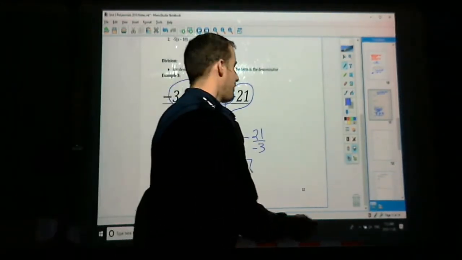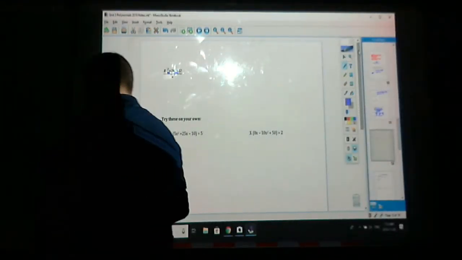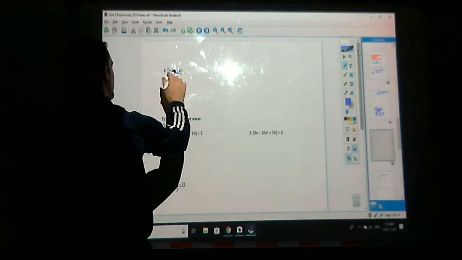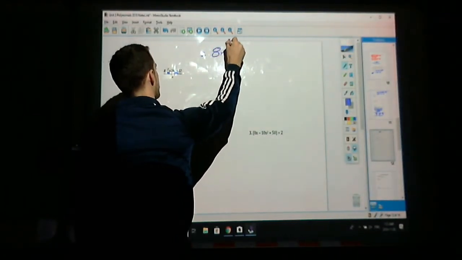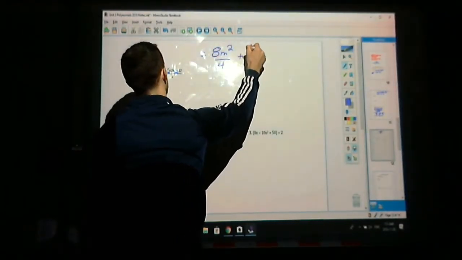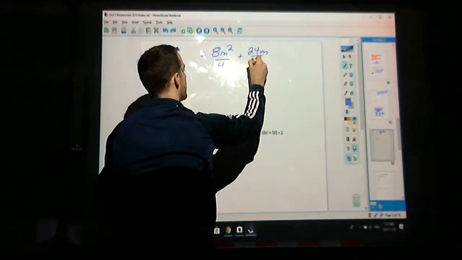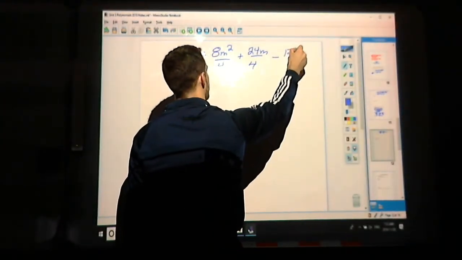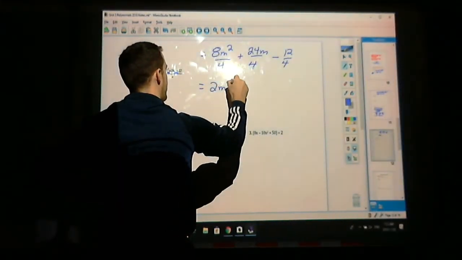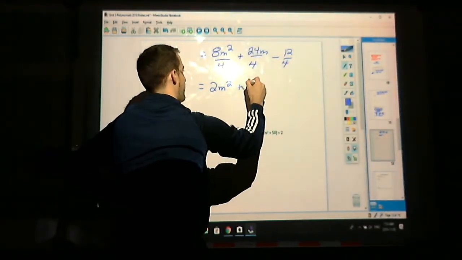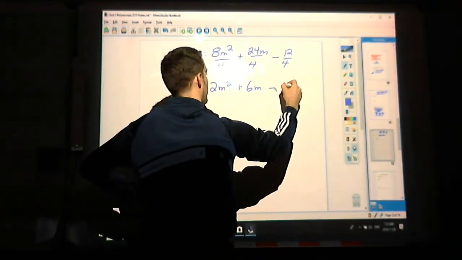All right, we've got one more example, a few more to try on your own, and then we're done with lesson 4. That was a quick one. Same thing here: 8m squared divided by 4 plus 24m divided by 4 minus 12 divided by 4. So 8 divided by 4 is 2m squared. 24 divided by 4 is 6. Carry down the m. And then 12 divided by 4 is 3.